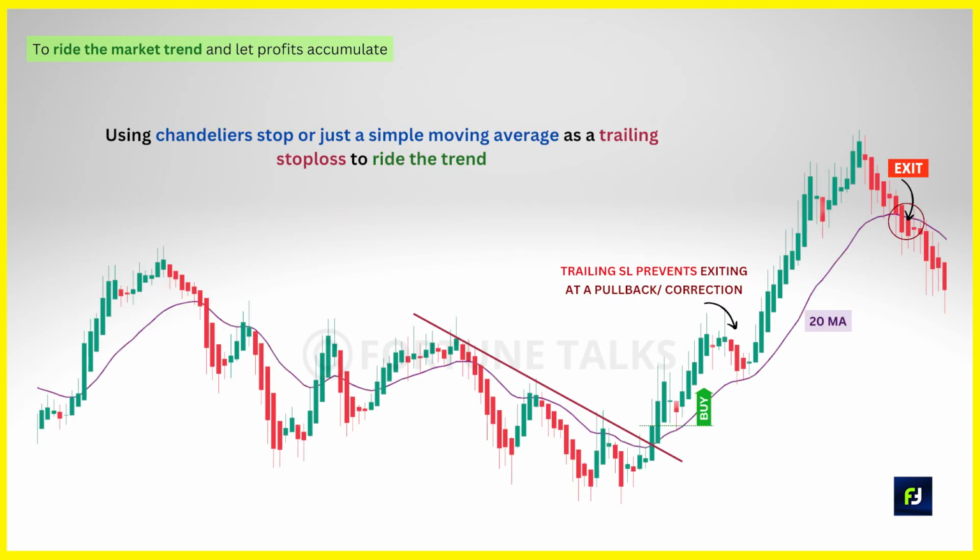Now another point to note is to keep a trailing stop loss, which could be a chandelier stop or just a simple moving average depending on your trading time frame, so that you can ride the trend as long as it lasts without prematurely cutting your positions during a minor pullback. This is a more advanced technique and requires more control over your emotions and a good understanding about the real-time price action in play. So if you are a beginner, then stick with the basic rule.